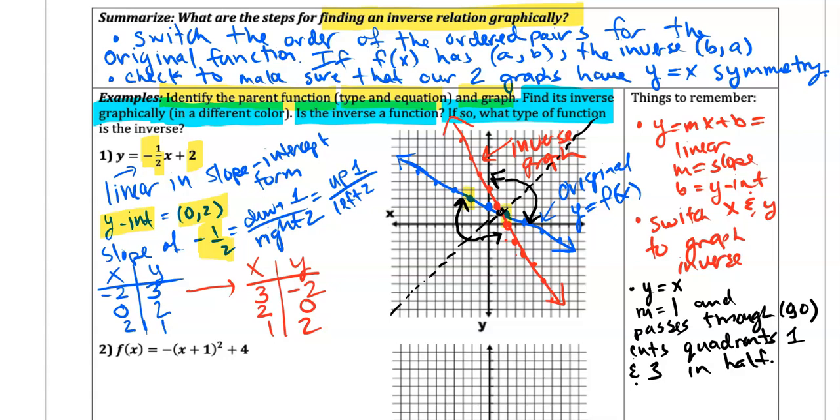Then for this one, I would say definitely the inverse is a function because it passes the vertical line test. So yes, it happens to be a linear function also because it's a graph of a straight line, and it is a function. So yeah, it's a linear function.